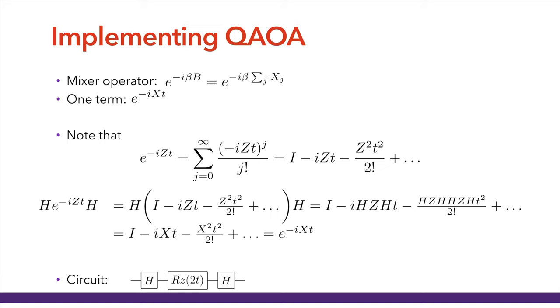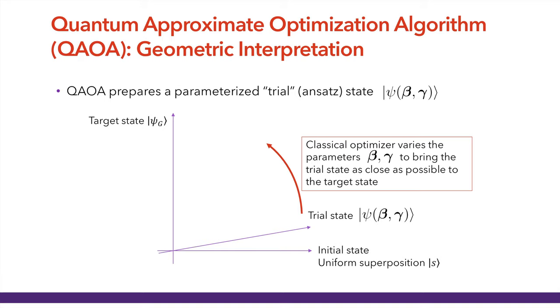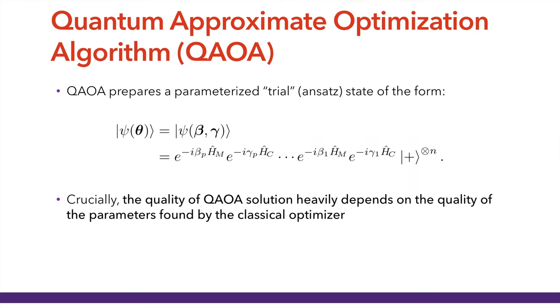Now, how does QAOA actually solve the problem, right? We have this ansatz state, we start in a uniform superposition, and we want to prepare the target state. At each step, we prepare a trial state by applying this circuit. Then we vary the parameters beta and gamma using a classical optimizer to get our trial state as close as possible to the target state. Crucially, our ability to find a good solution depends on our ability to find good parameters. This will also be highlighted in the hands-on part.